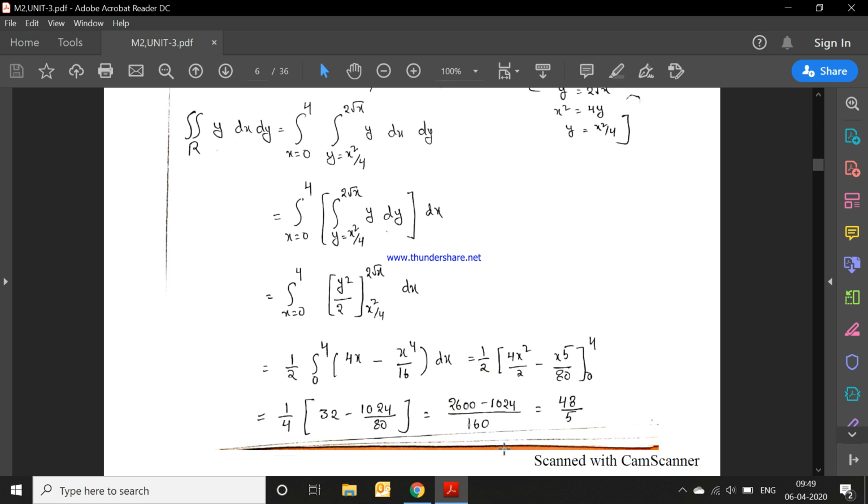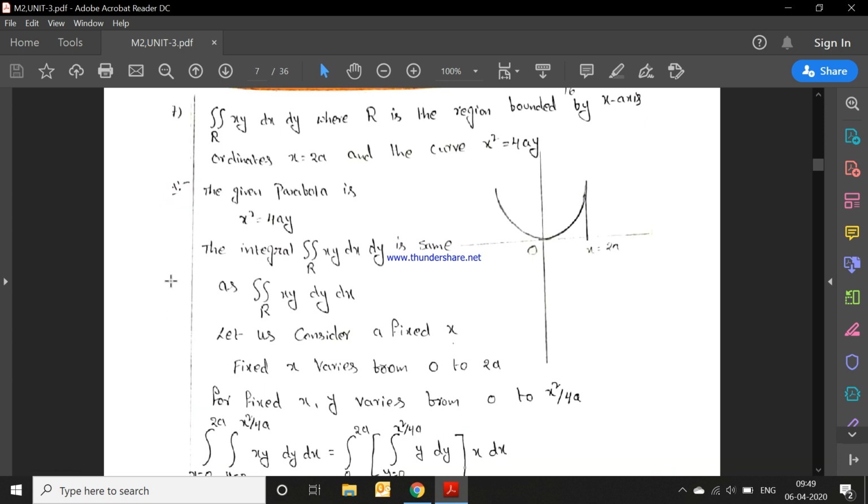Next example is: evaluate the double integral over R of xy dx dy, where R is the region bounded by the x-axis, the ordinate x is equal to 2a, and the curve x square is equal to 4ay.